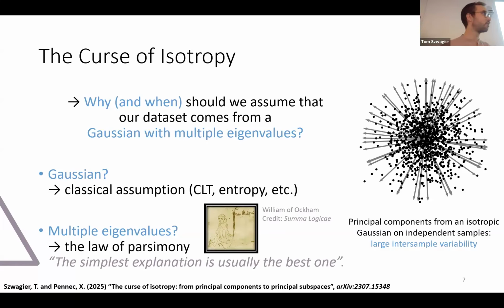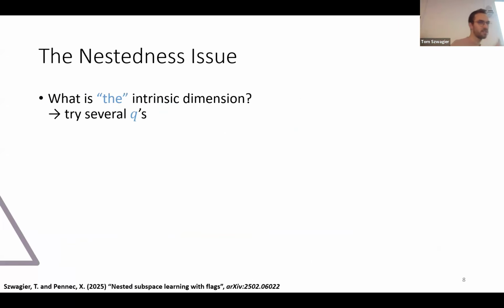And for that, we'll invoke the law of parsimony, also known as Occam's razor. The simplest explanation is usually the best one. What we are about to see in the next sections is that a Gaussian model with multiple eigenvalues, which is parameterized with flags, is simpler in the sense that it has fewer parameters than a Gaussian model with distinct eigenvalues. Okay, this was the first issue.